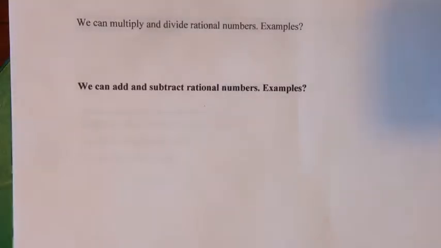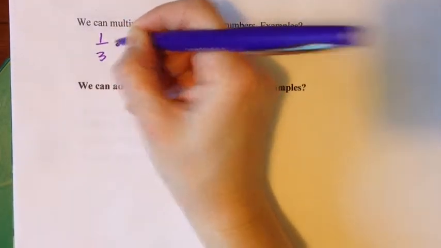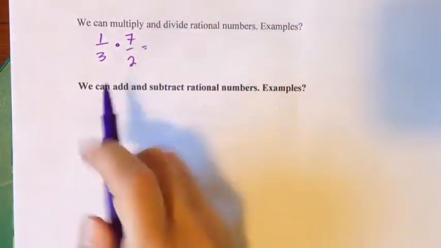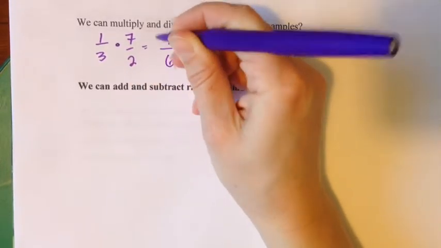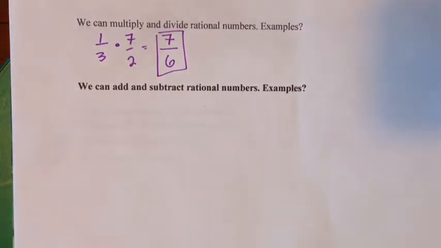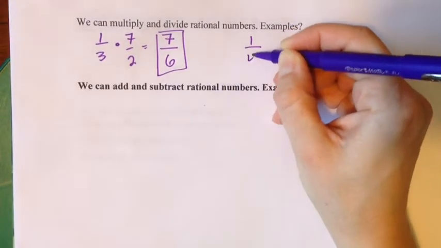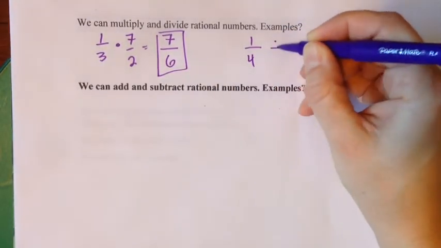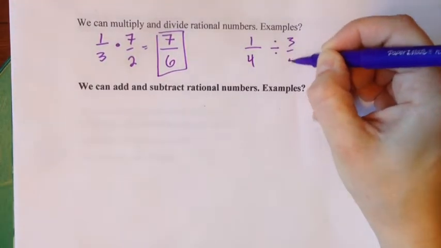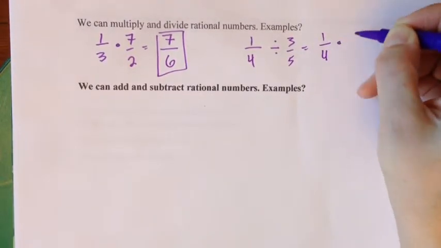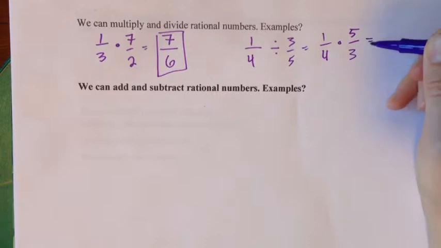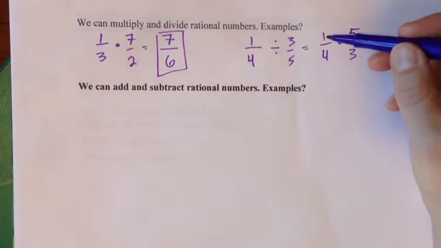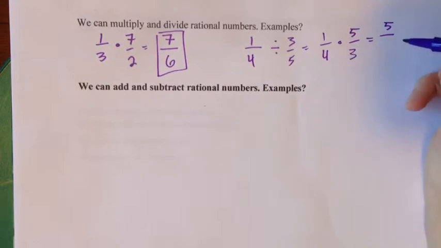So we can simplify rational numbers. We can also multiply and divide them. For instance, if I have 1/3 multiplied by 7/2, I multiply those fractions straight across. 1 times 7 is 7, and 3 times 2 is 6. And there's my final answer for that multiplication. To do fraction division, remember that you flip and then multiply. For instance, if I had 1/4 divided by 3/5, I would rewrite that as 1/4 multiplied by 5 over 3, flipping the second fraction and then multiplying. And now I do exactly what I did before. I multiply straight across. 1 multiplied by 5 is 5, and 4 multiplied by 3 is 12.